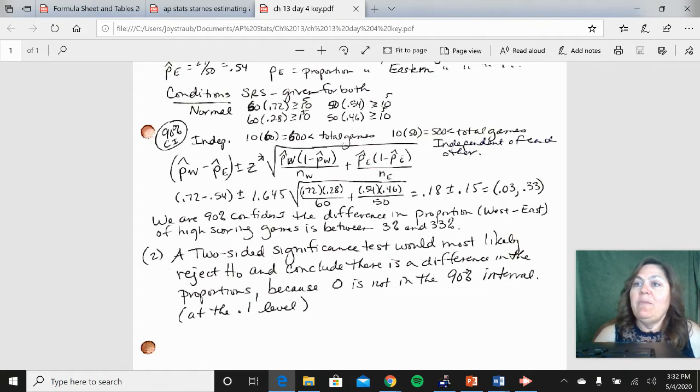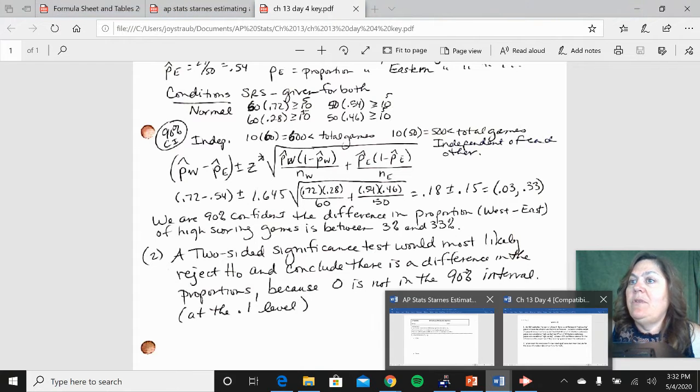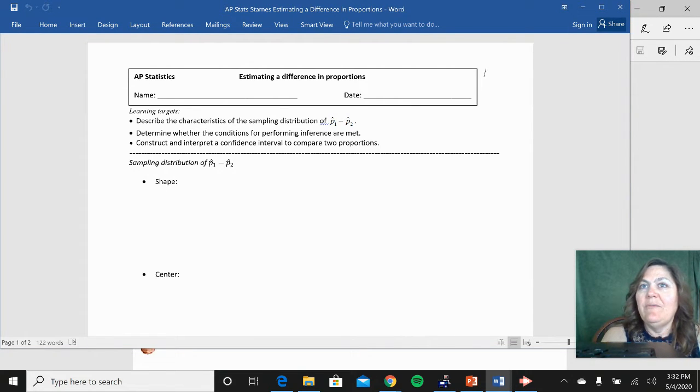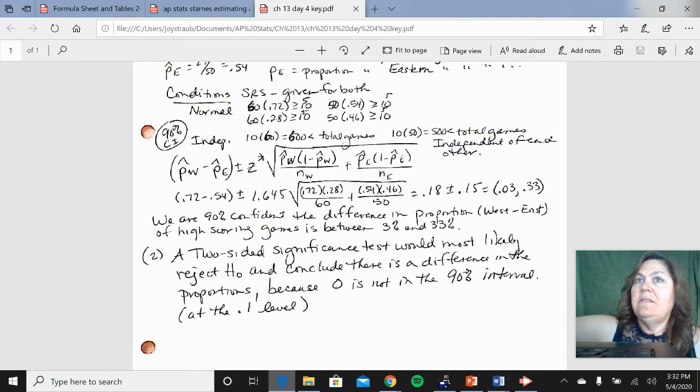Okay. All right. Before we get into the notes, the slides, you should have your worksheet handy. If you don't, pause me and make sure you print that out. Every day have these sitting there with your notes. So make sure you have a copy of Estimating a Difference in Proportions in front of you, this worksheet. We're going to fill in the front page first to go back over notes from yesterday.